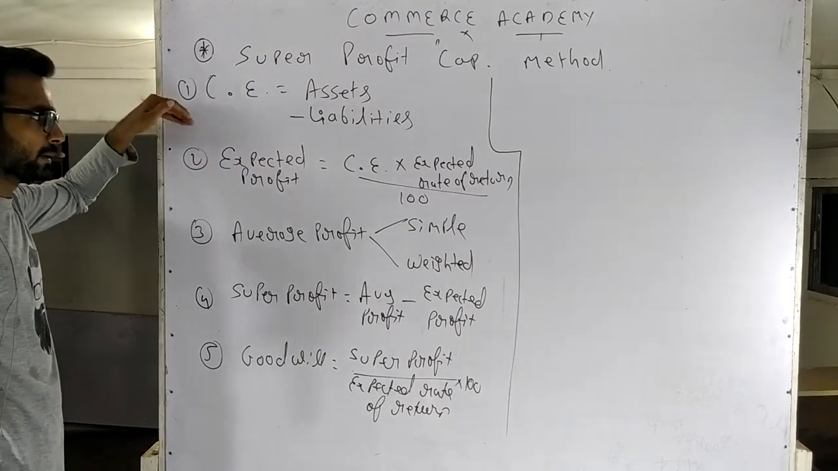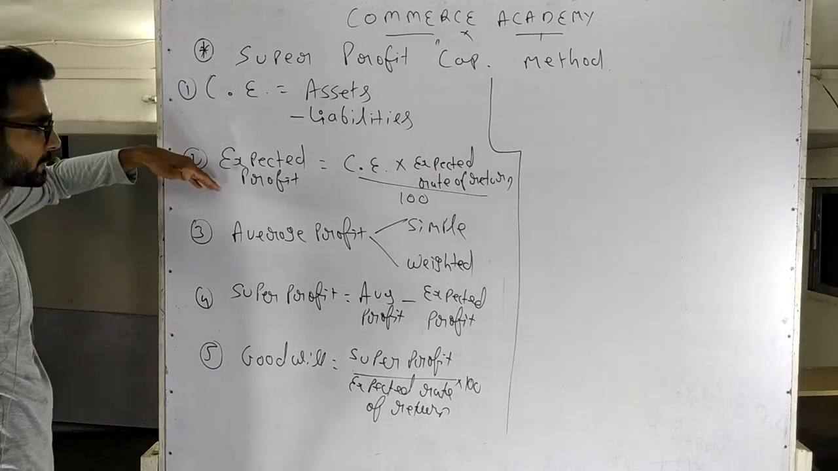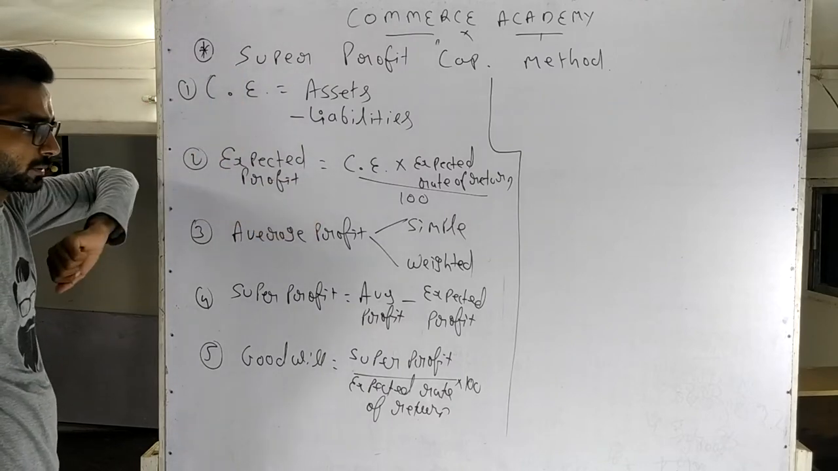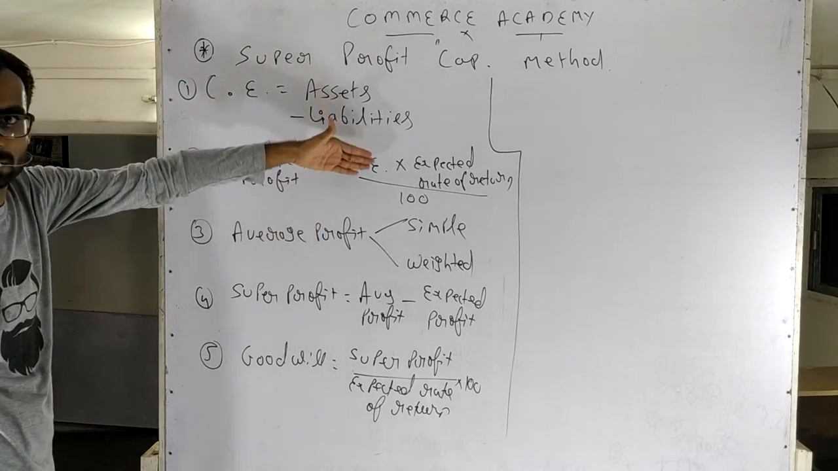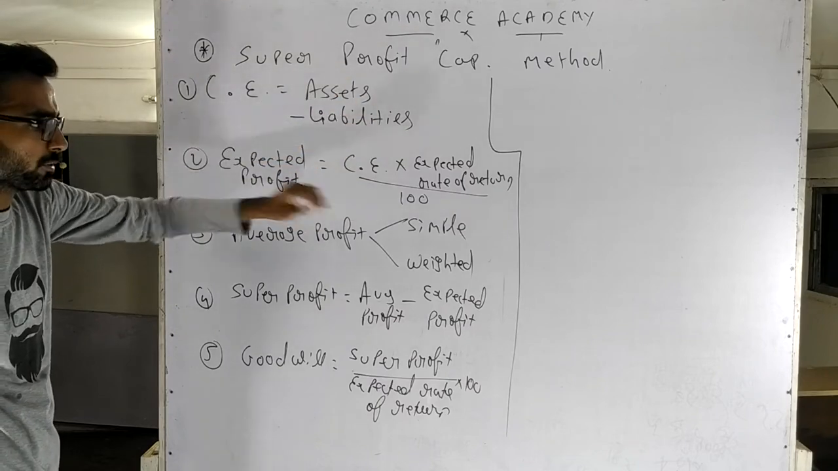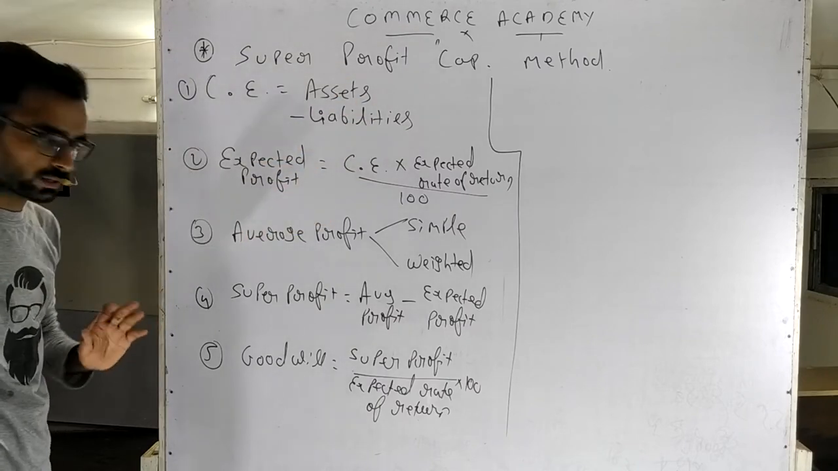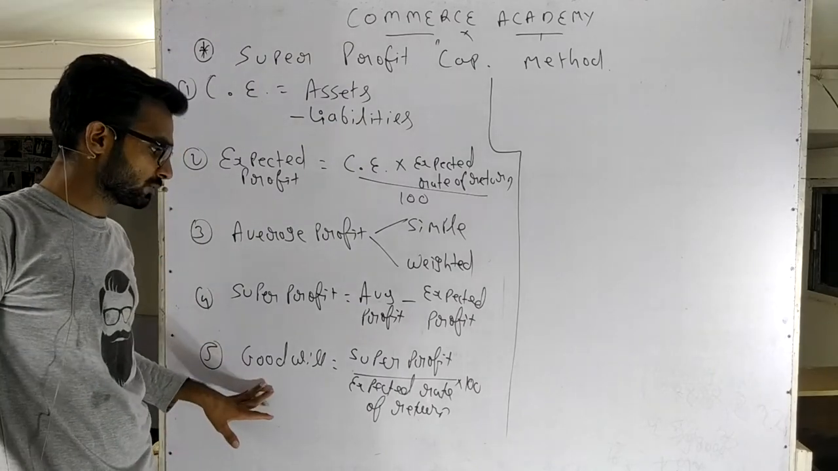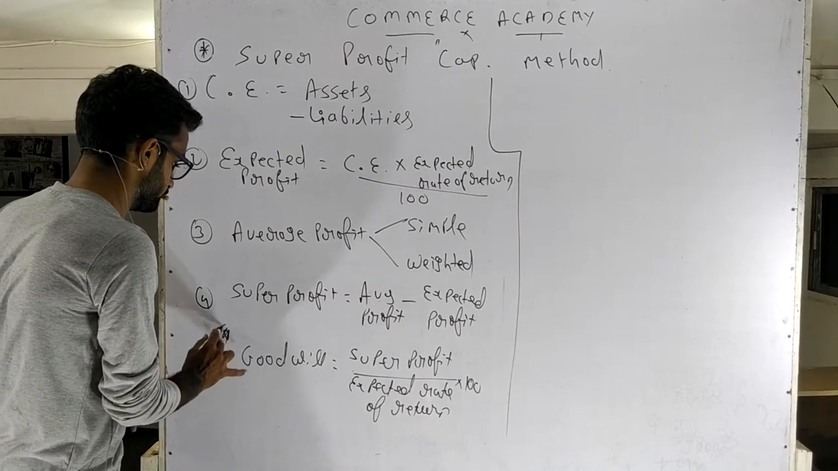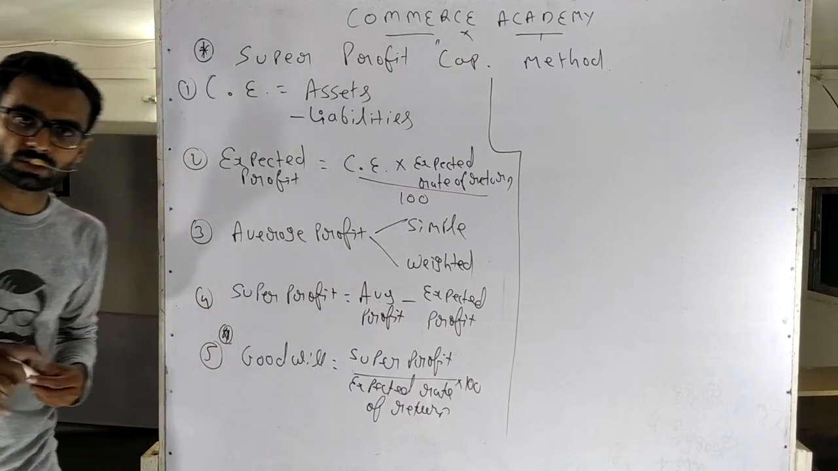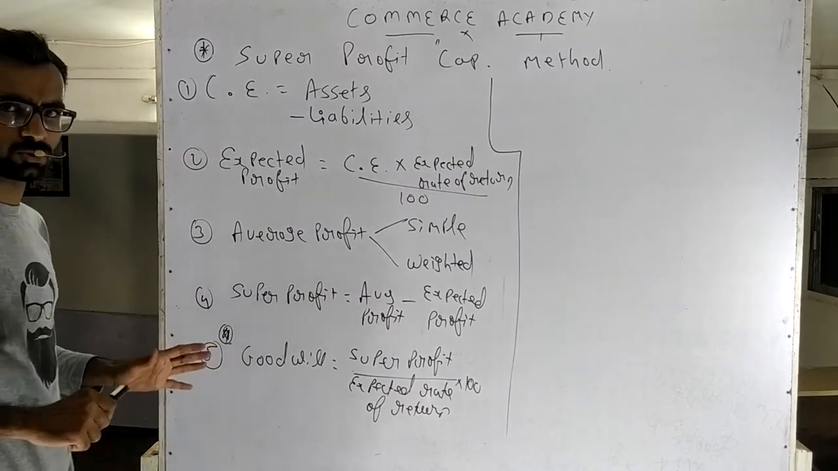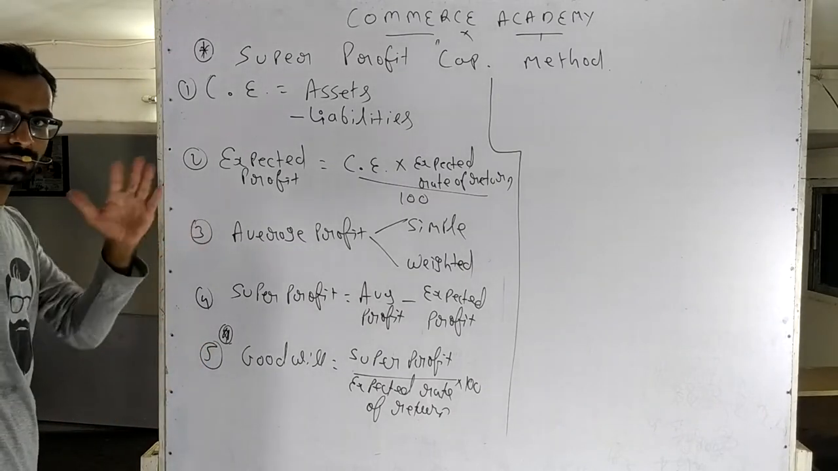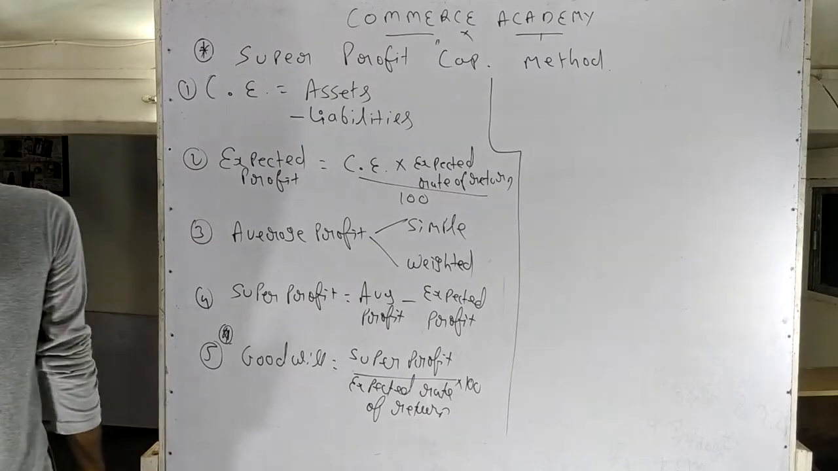It is very easy. We have seen the capital employed, and the expected profit we have seen in the super profit method: capital employed multiplied by expected rate of return divided by 100. Average profit we are already calculating, and super profit we have also seen in the super profit method. Only this last step has changed, nothing else has changed. Okay, let's understand this method with the help of an illustration.